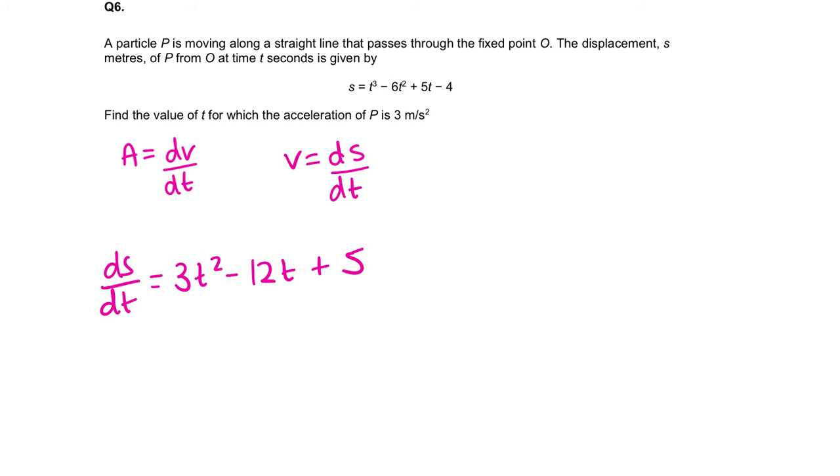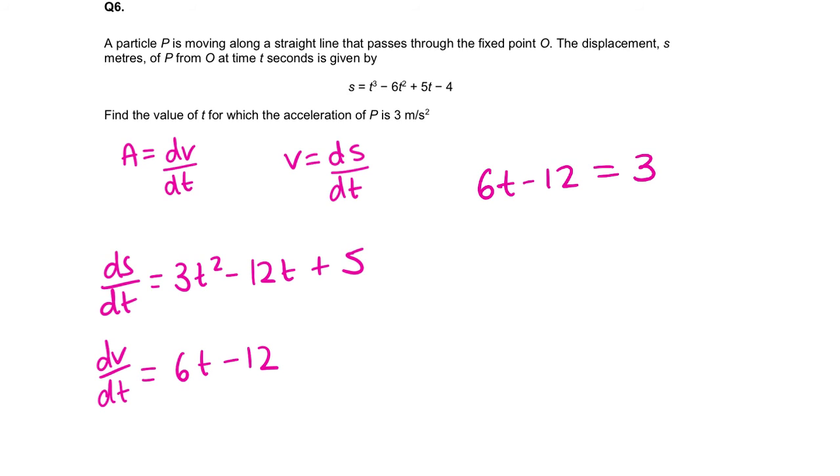Now, this is what equals our velocity. So to find acceleration, I need to differentiate this again. So dv by dt equals 6t minus 12. So find the value of t when the acceleration is 3. So that means 6t minus 12 equals 3.